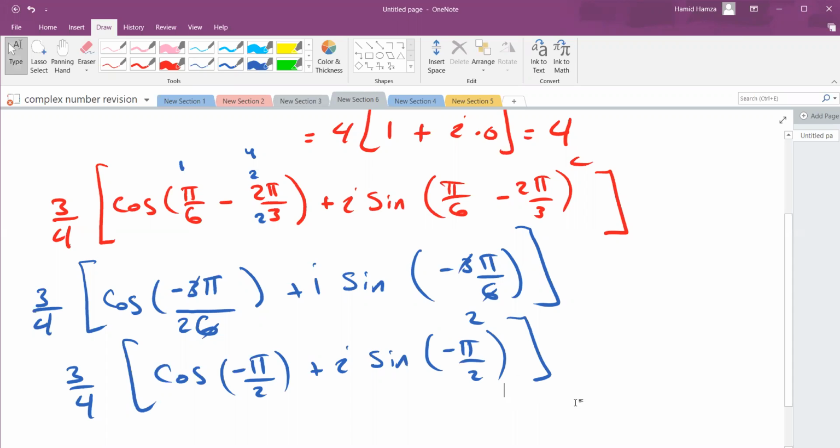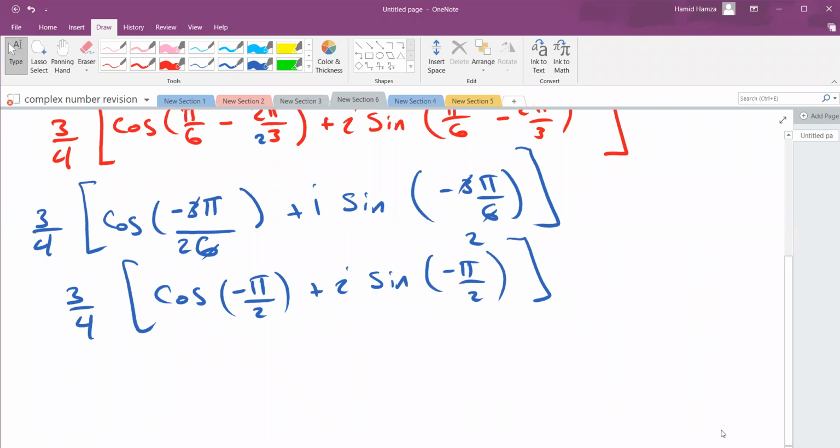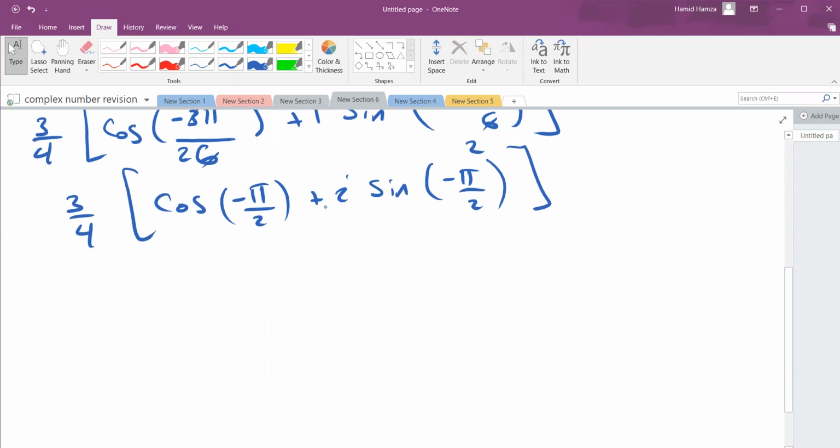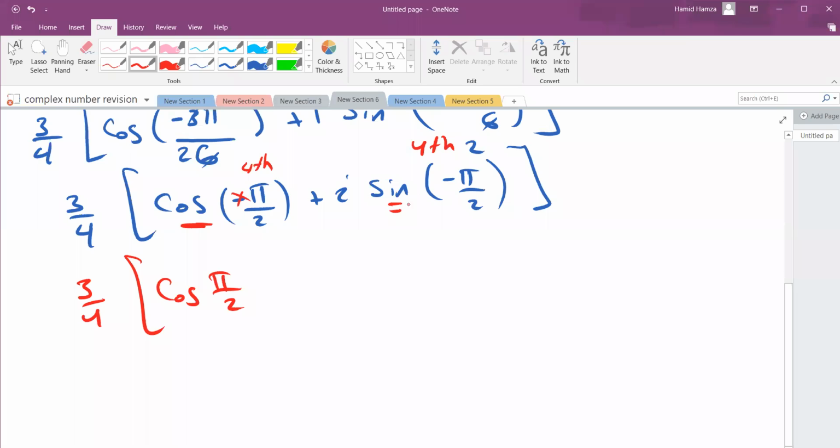So if the angle is negative, guys, I told you we deal with it as if it is in the fourth quadrant. That means cosine will be positive, so we remove the sign. So it will be 3 over 4 cosine pi over 2. And sine in the fourth quadrant is negative, so this negative sign will be taken out here. So it will be minus i sine pi over 2. That's it.